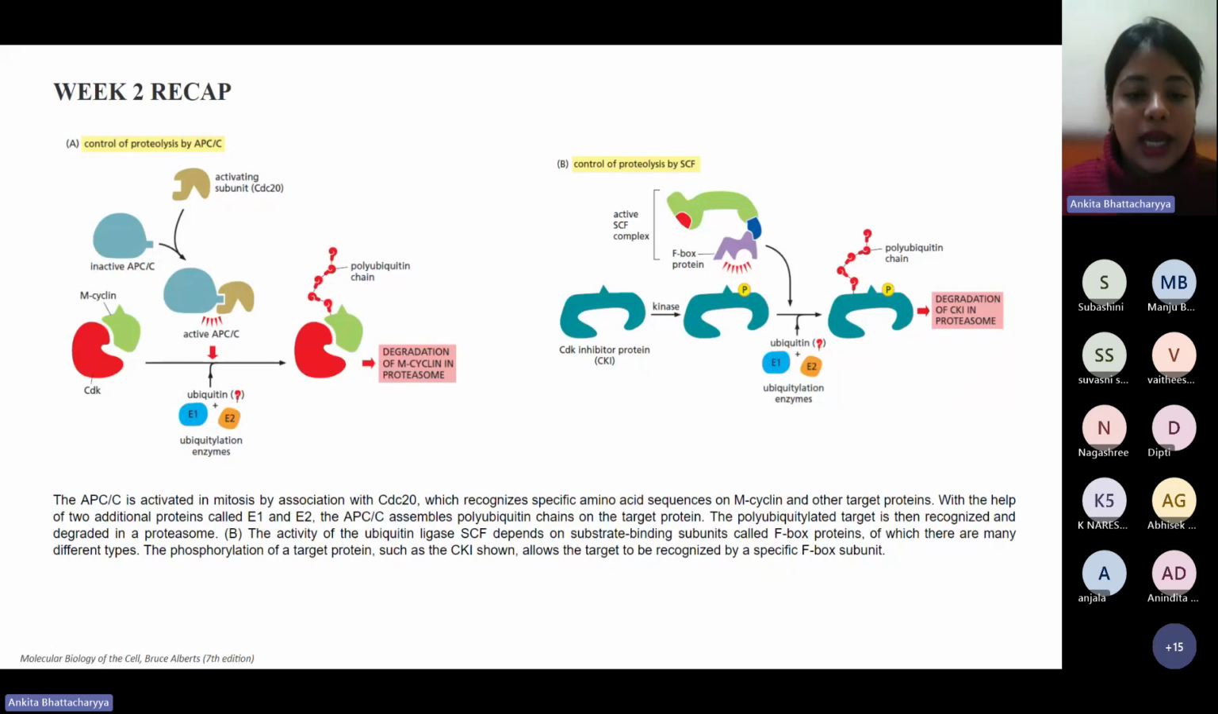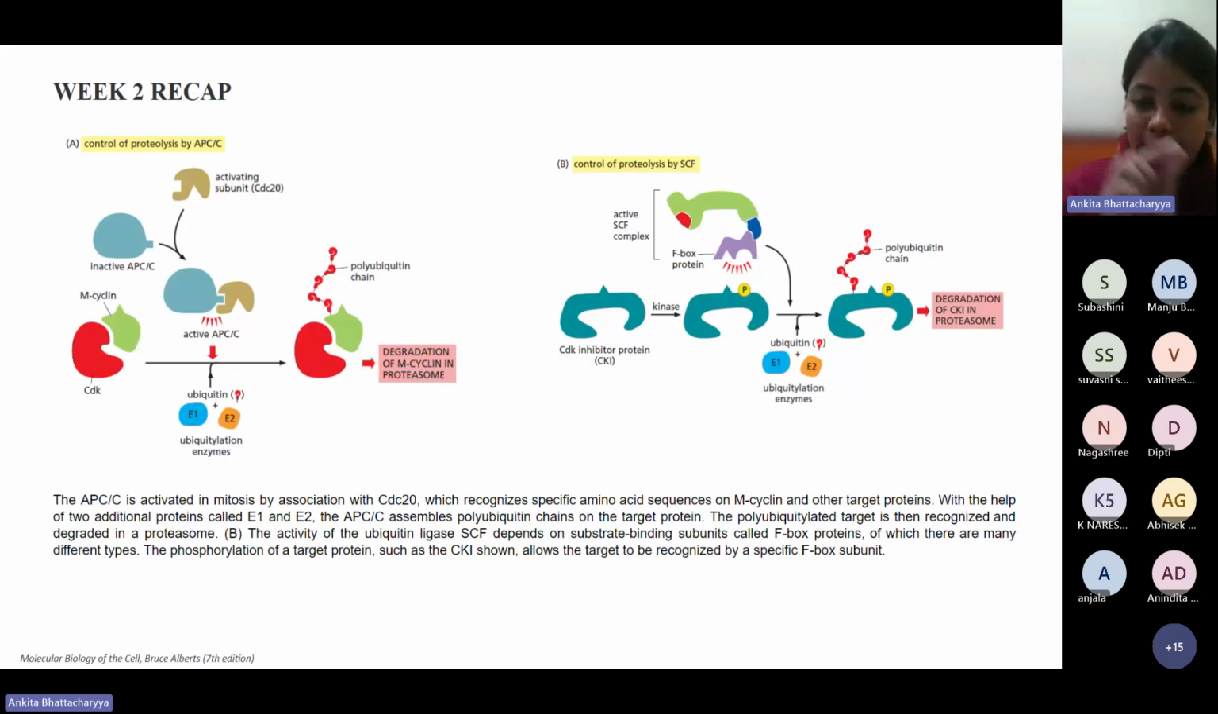There are some other proteins known as E1 and E2, which are part of the ubiquitin proteasomal system, which we will come across in the next class probably. So E1 and E2 assemble polyubiquitination chains on whatever protein it is targeting. This target is then recognized and degraded in a proteasome. While we are not getting into details of it, the basic idea of a proteasome, if you're already familiar with it, is that it involves a particular entity known as ubiquitin.